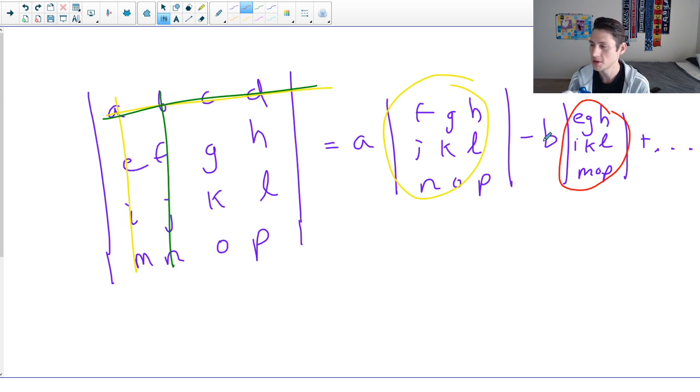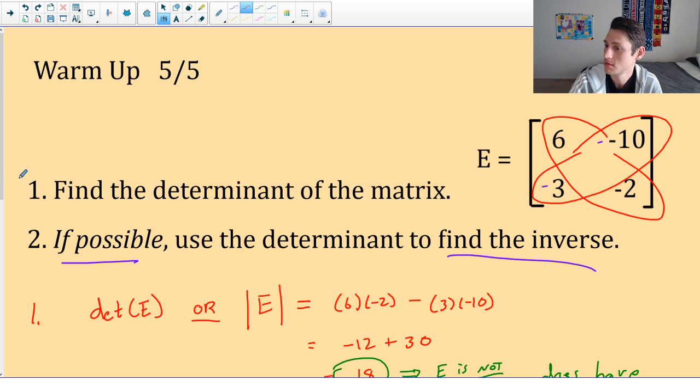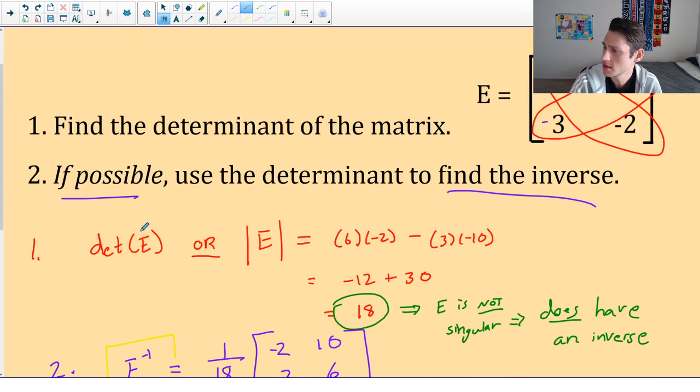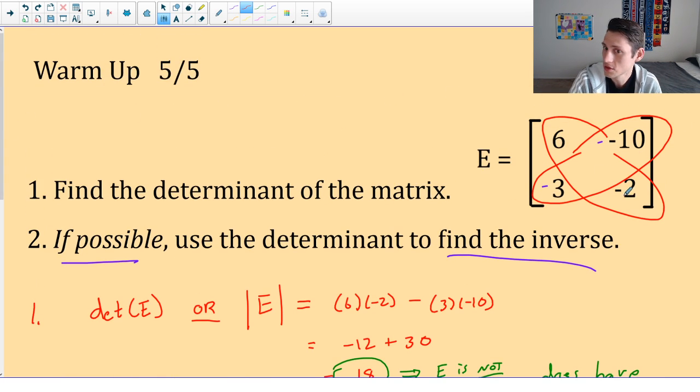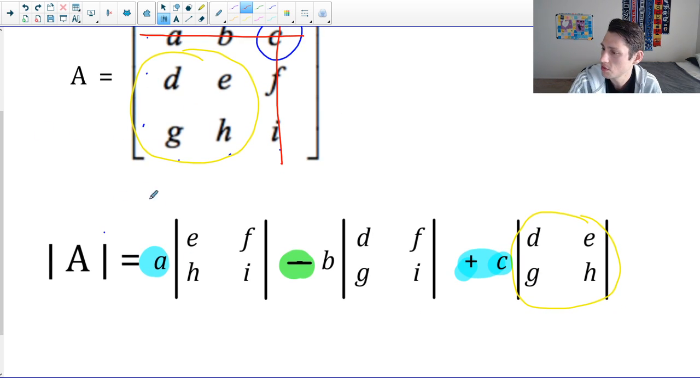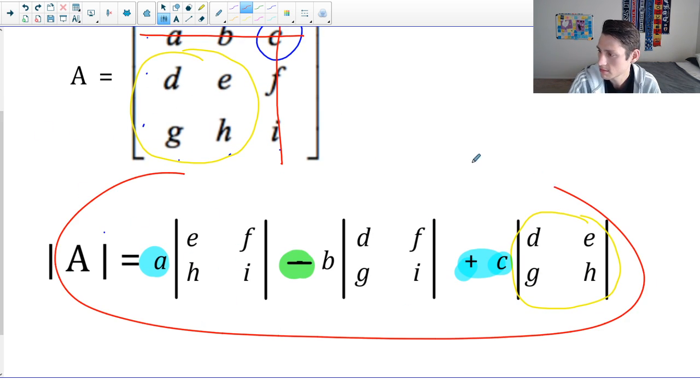How do you find the determinant again? What do you mean? Of what? A 2x2? A 3x3? 2x2, we did this, right? 2x2 is multiply these minus multiply these. 3x3, I haven't shown you an example yet, but it's this whole thing. That's a 3x3 determinant.